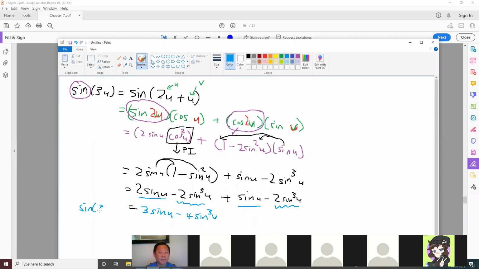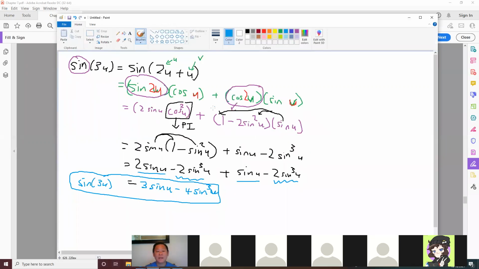Wait, sine V or U? You put V. They're all u, sorry. They're all u here. Everything here is u. Okay. So this is how you prove sine 3u, which is 3 sine u minus 4 sine cube u. And this is how we prove this.